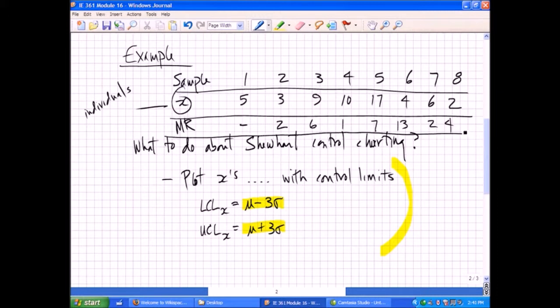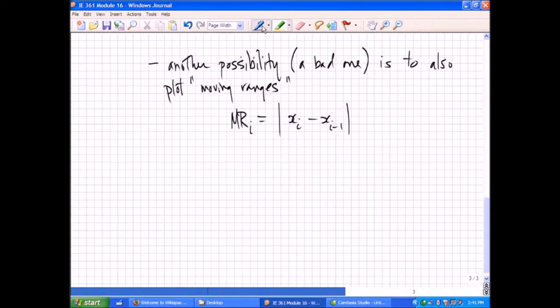And operating from a desire to have something like an R chart to go along with the individuals chart, it's reasonably common for people to think about control charting those moving ranges. Let me say to you again that this turns out to be not a really smart thing to do. But a possibility would be to plot moving ranges.